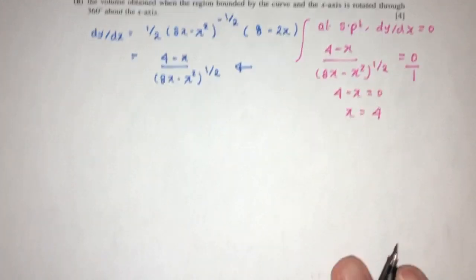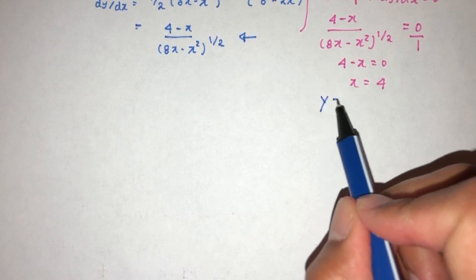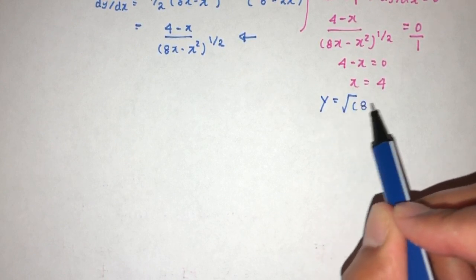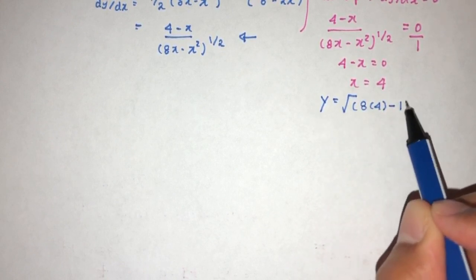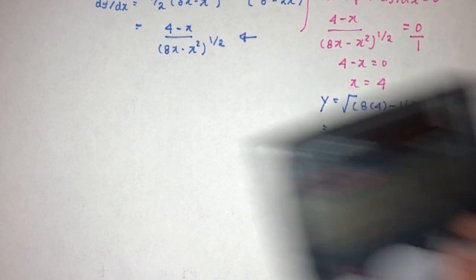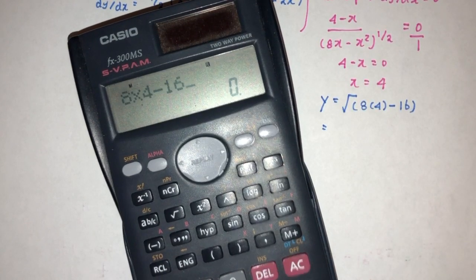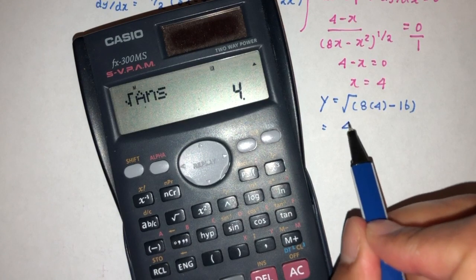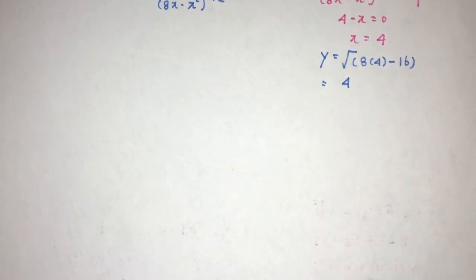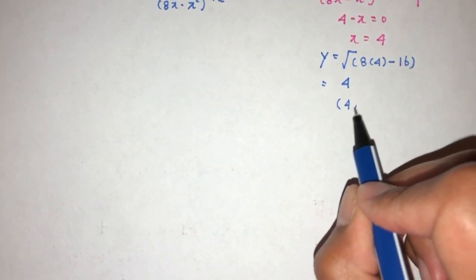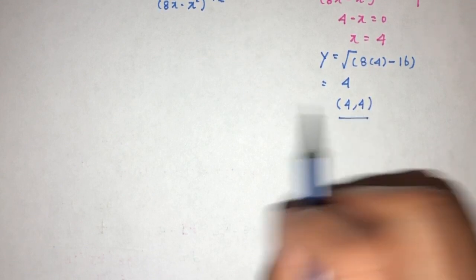Now let's find the corresponding value of y. Replace back in your equation. That should be the root of 8 times 4 minus 16. That should be what? 8 times 4 minus 16, the root of this, that should be 4. Okay, here you go. So this is the point, (4, 4) will be your stationary point.